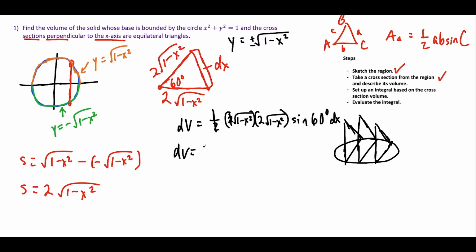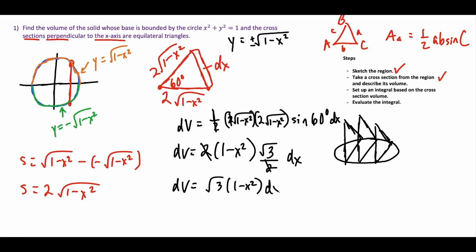We have a leftover 2 here, and we have a matching radical being multiplied here. So we have 1 minus x squared once the radical disappears. And then sine of 60 is radical 3 over 2. We have dx. And now the 2 over 2 is going to cancel. So the single slice of volume here is just square root 3 times 1 minus x squared dx.